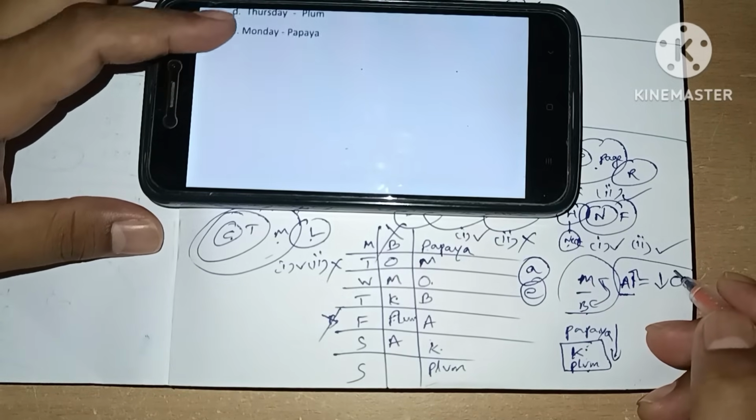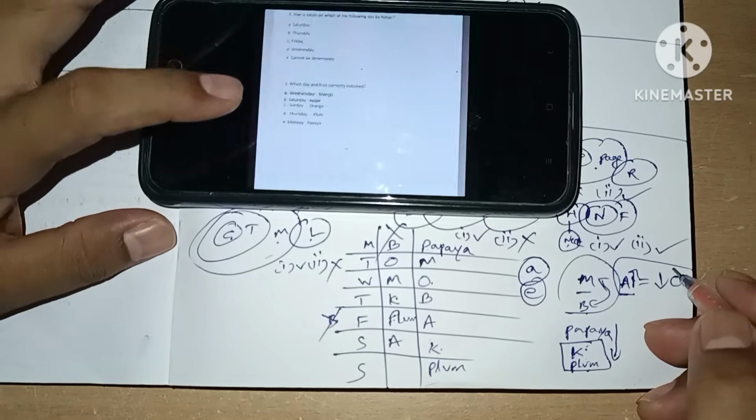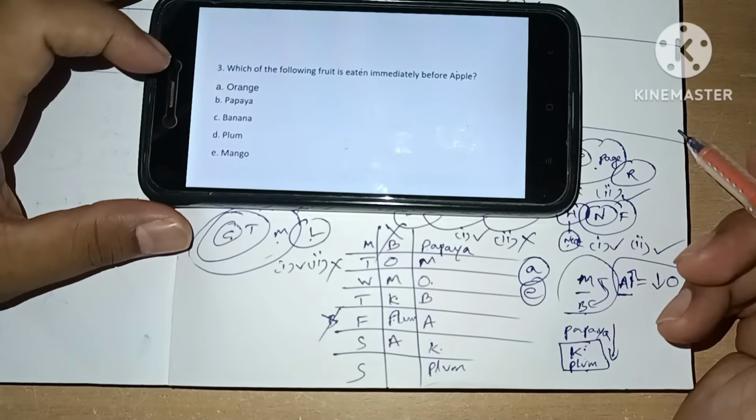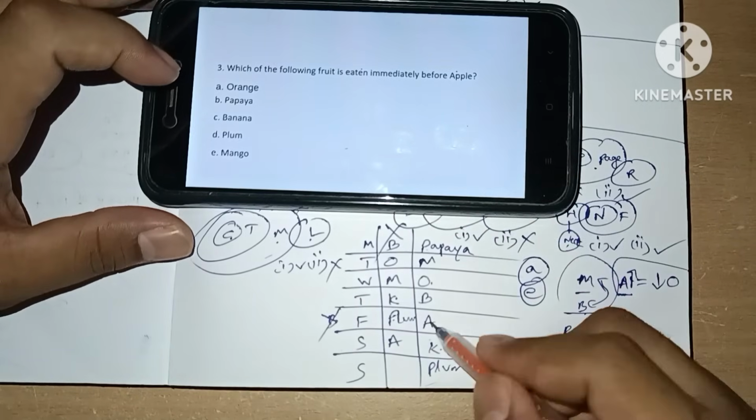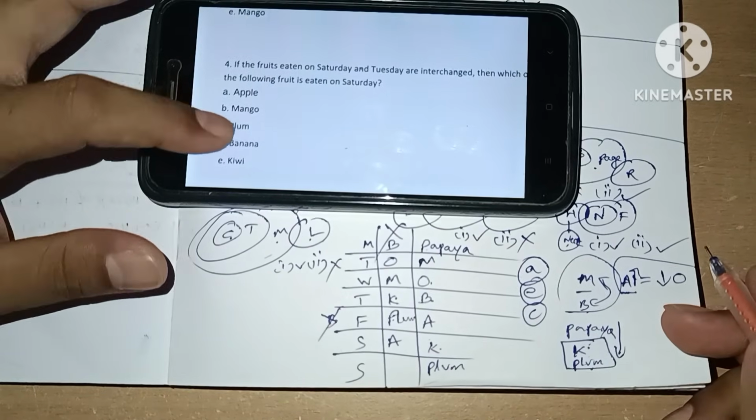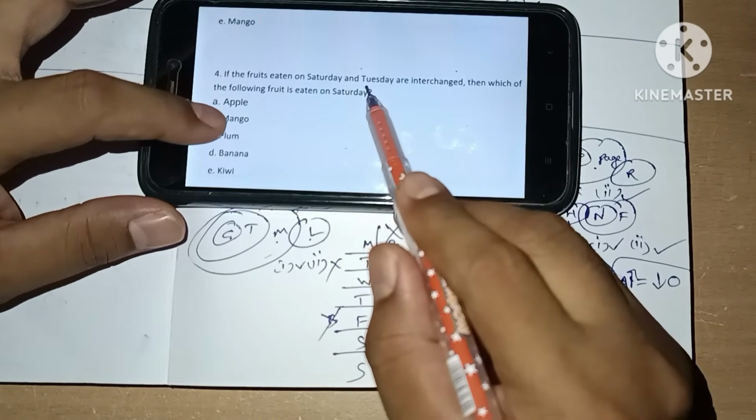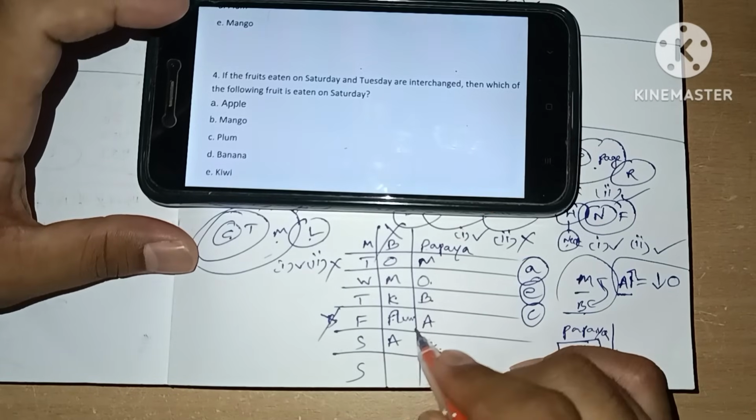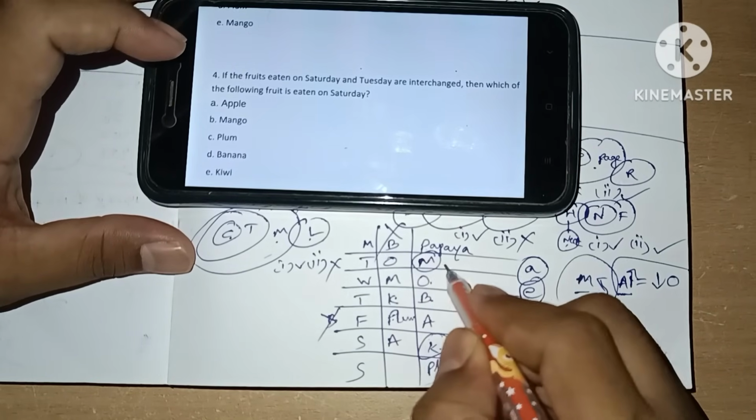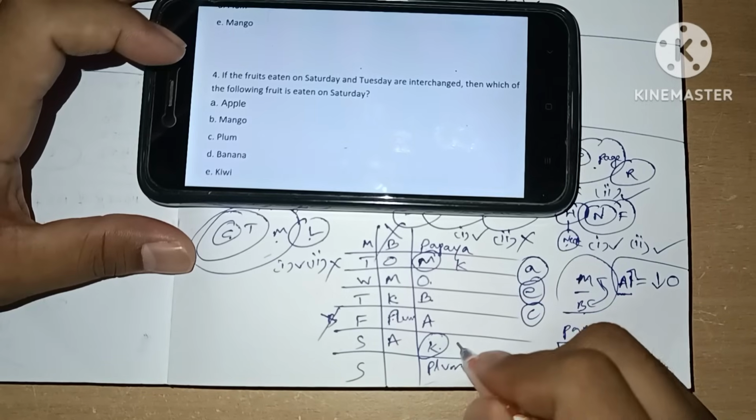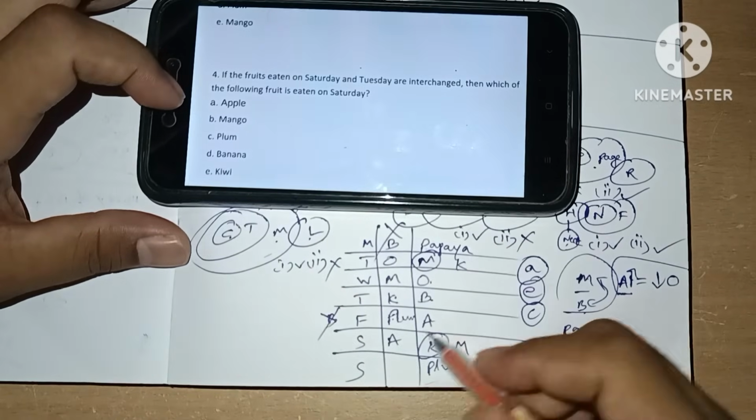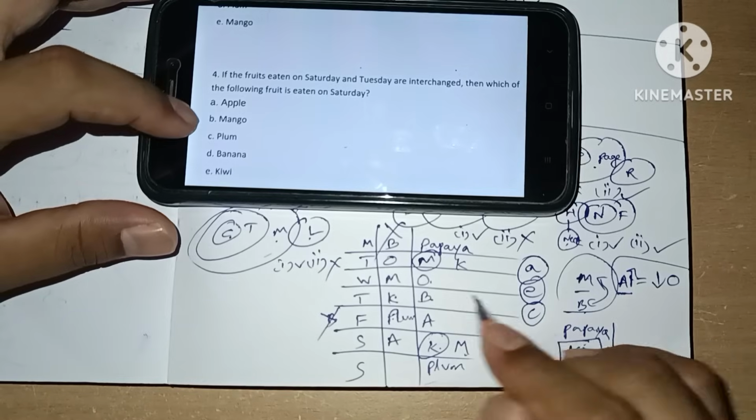Next, third question. Which of the following fruits is eaten immediately before apple? Banana. Option C is our answer. Fourth question: if the fruits eaten on Saturday and Tuesday are interchanged, Saturday and Tuesday are interchanged, so it must be kiwi now. It is a mango now. Then which of the following fruits is eaten on Saturday? Mango. Option B is our answer.